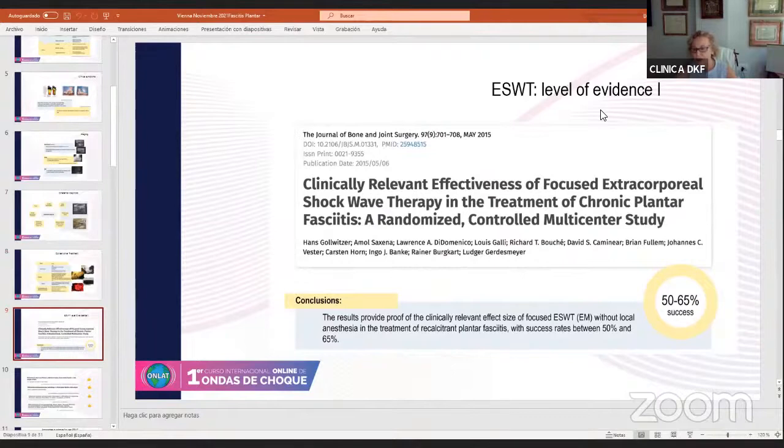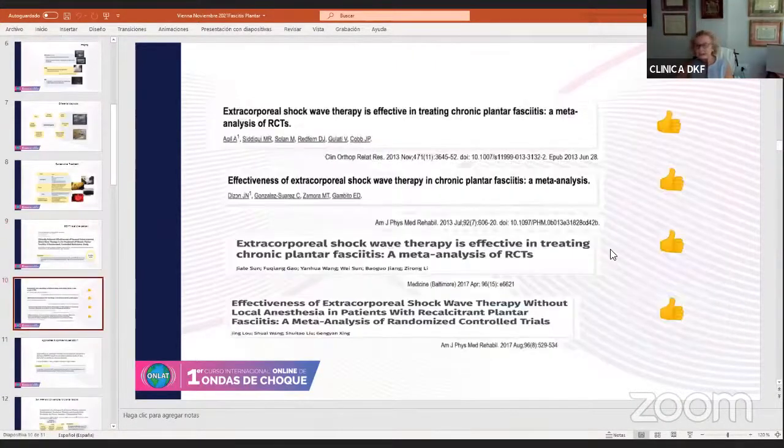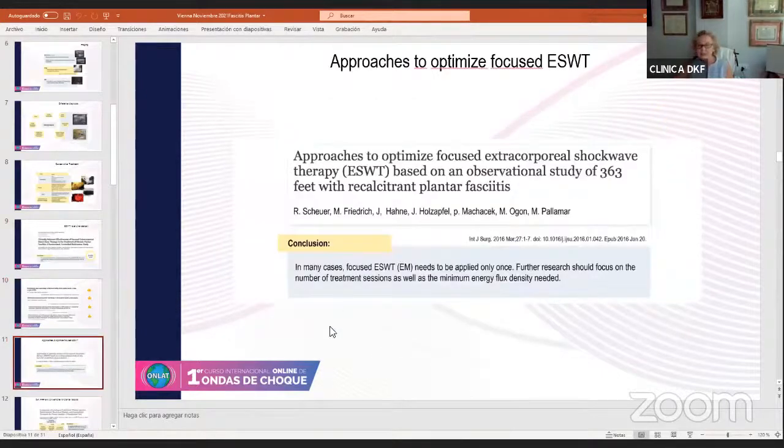One study for the focal shockwave therapy, a randomized controlled multicenter study done by our friend Gerdesmeier many years ago, concluded that it gives us a success rate of about 50 to 76%. And this is a great tool. If we review different meta-analyses, like those from Agile, Dissong, Soon, and Lu, they are all positive for focal shockwave therapy in plantar fasciitis.